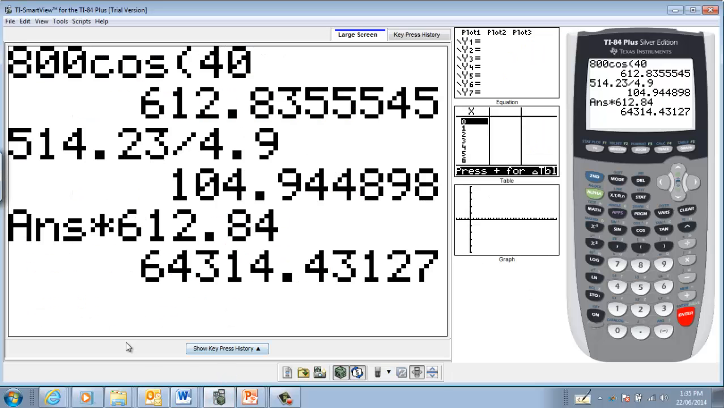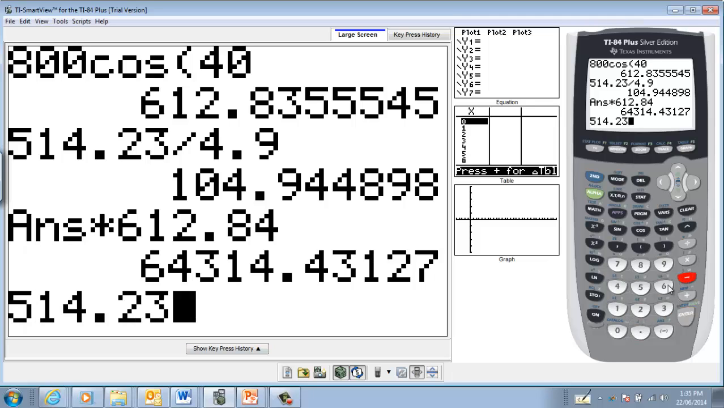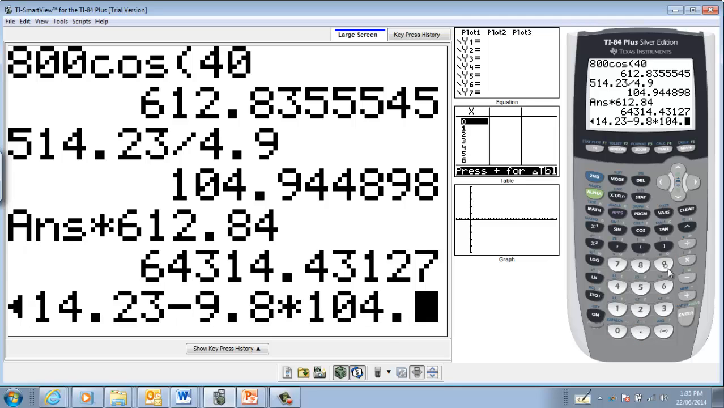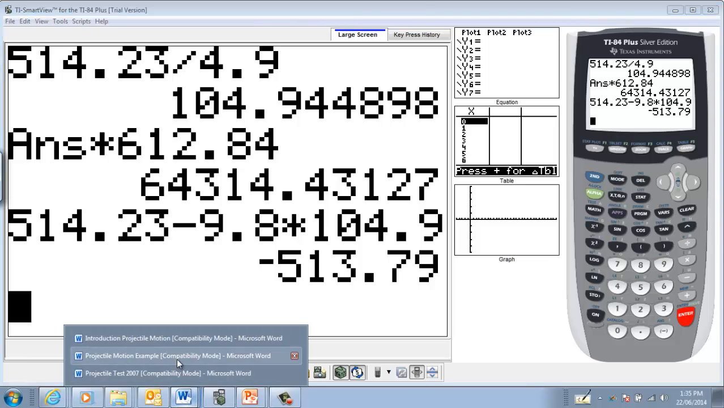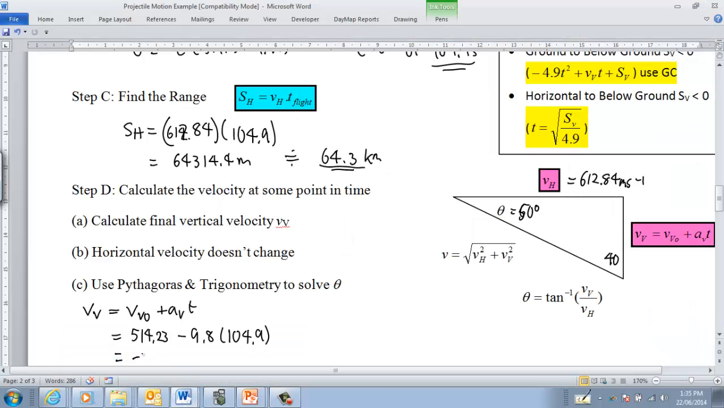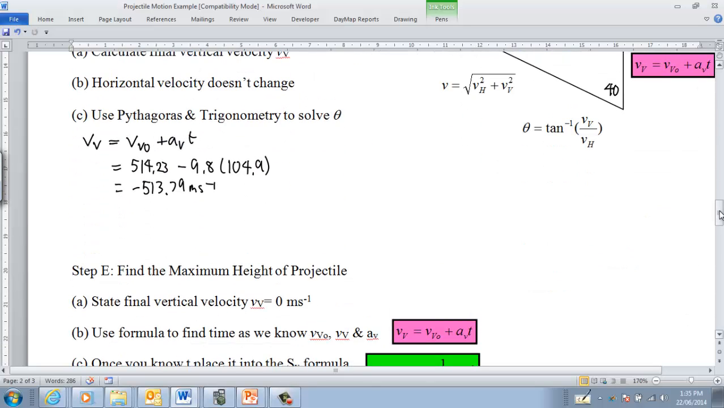So if we go to the calculator, 514.23 take 9.8 times by 104.9. It's going to give us a value of negative 513.79 metres per second. Now, I would expect that to be negative because we are expecting this thing to be travelling downwards, and that's what the negative means.